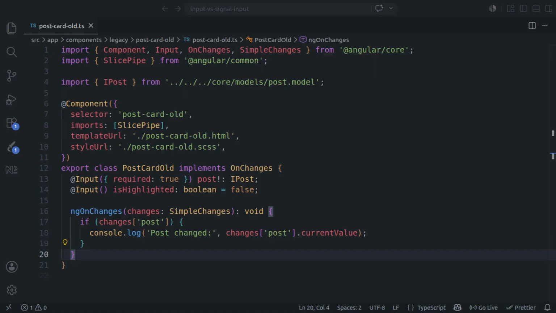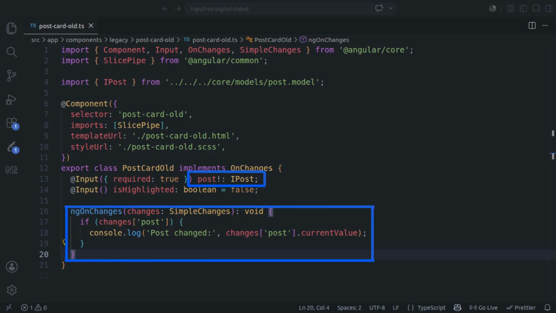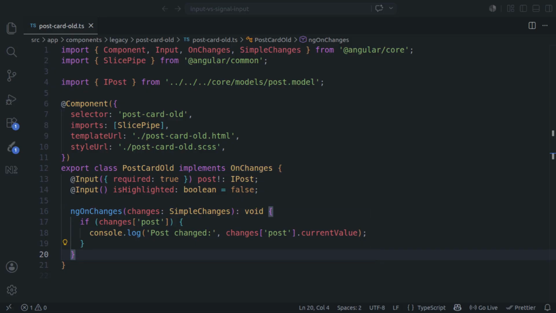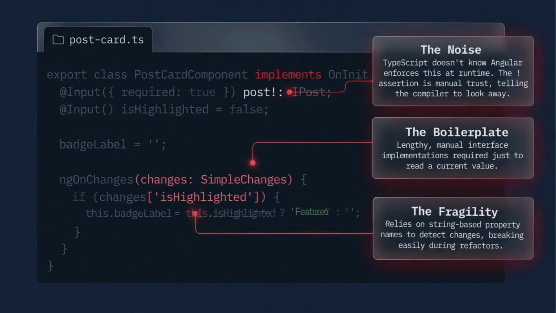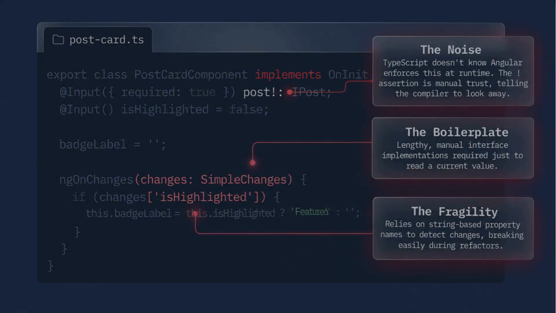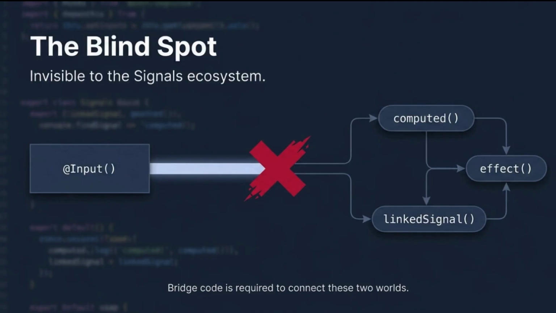This is a clean, modern @Input component, and this is perfectly valid Angular code. But look at those two specific things, because this is where the signal input tells a different story. The assertion symbol is noise, OnChanges is boilerplate, and the biggest issue: @Input properties are invisible to the signal system. Computed and effects cannot react to them natively.